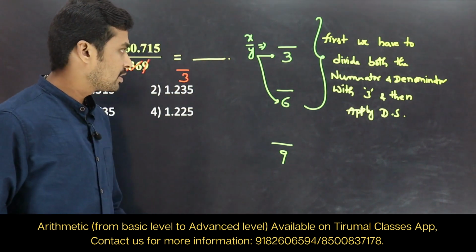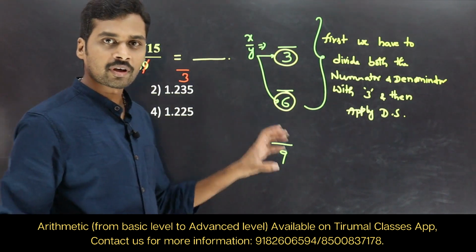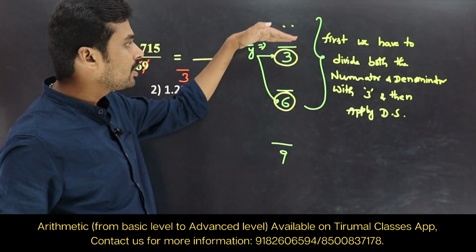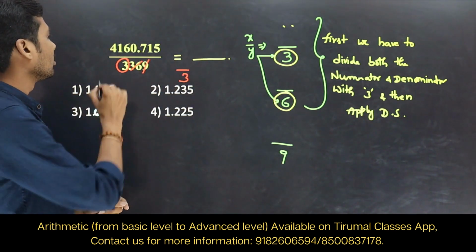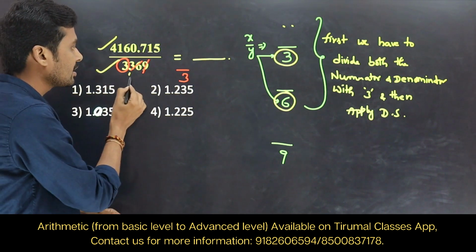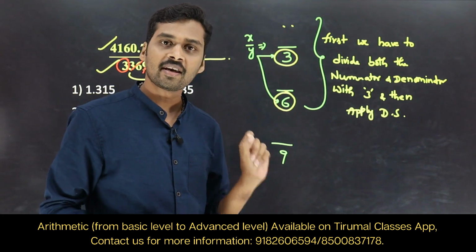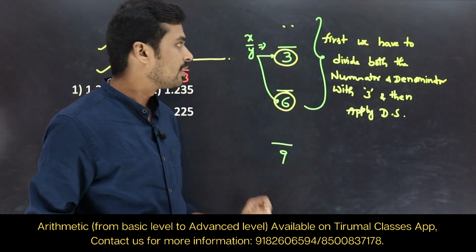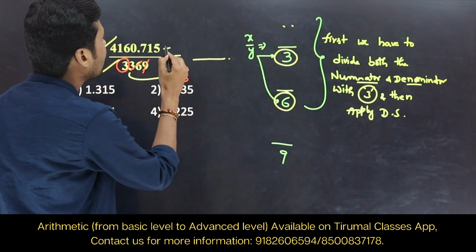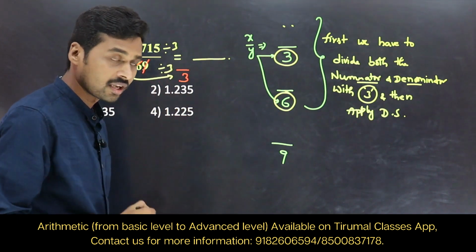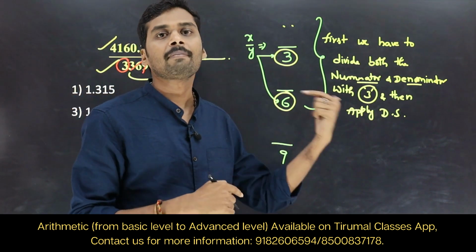So what is the procedure? Whenever the denominator DS value is either 3 or 6, in these two cases, first we have to divide both the numerator and the denominator numbers by 3. Suppose you take this example, you can see the DS value of the denominator part is 3. In such cases, whenever we get the denominator DS value either 3 or 6, immediately we have to divide both numerator and denominator by which number? 3. Then, whatever values we get, for those values we apply DS value.